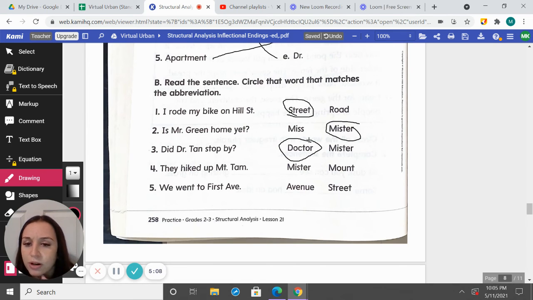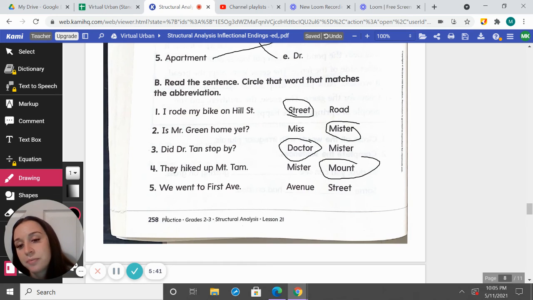All right, number 4. They hiked up M-T period Tam. Do you think that M-T period stands for Mr. or Mount? What's your guess? What do you think it stands for? Mr. or Mount? So go ahead and circle. Yeah, it stands for Mount. We have that M and T, then our period. They hiked up Mount Tam.